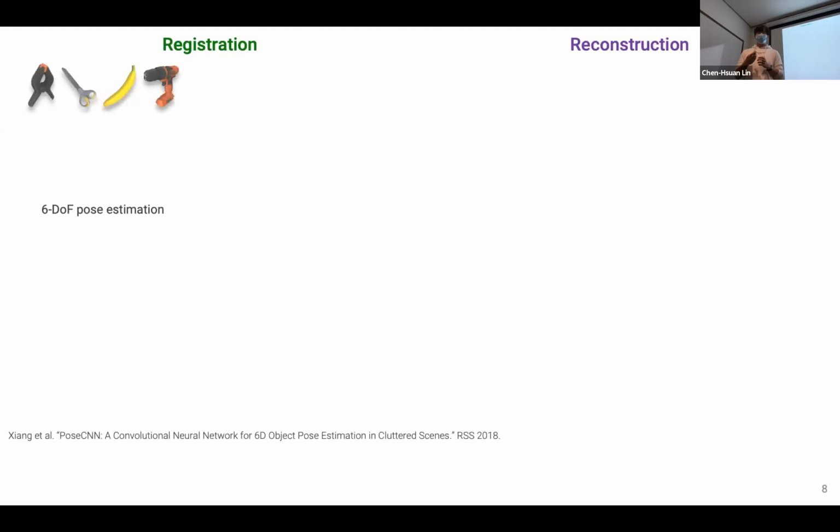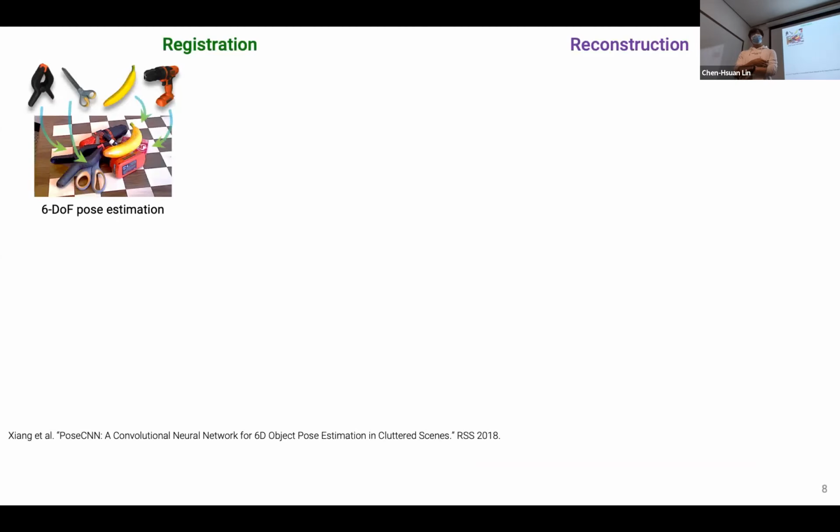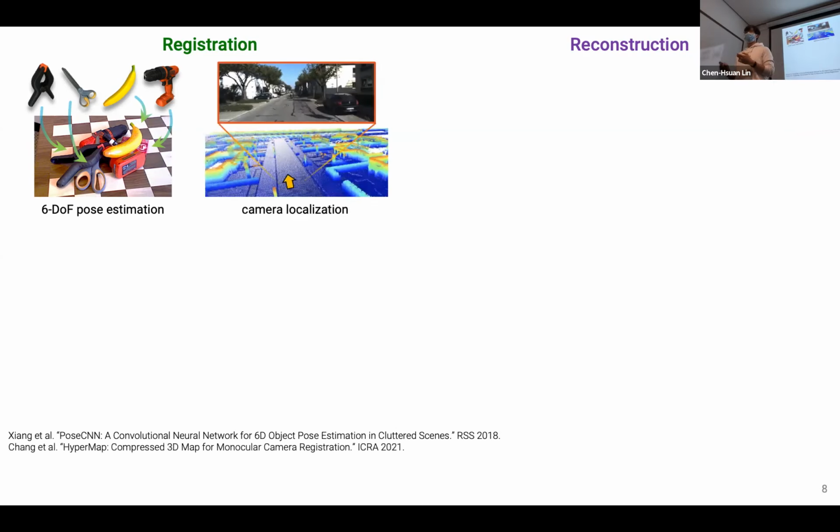So this concerns some pretty important 3D vision tasks, which we can classify at a high level as follows. The general problem of registration is related to vision tasks such as 6-DoF pose estimation, where given some 3D models, we want to estimate what the corresponding camera poses are relative to the images. Another example is camera localization, where given a street scene, we want to figure out where the vehicle or the agent is relative to a given map.